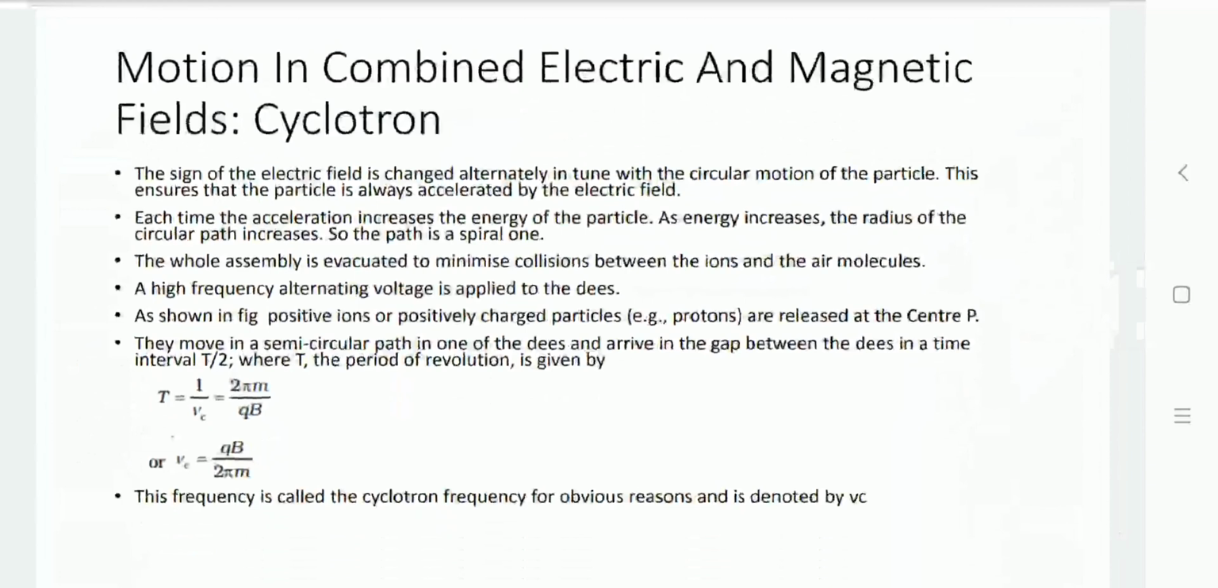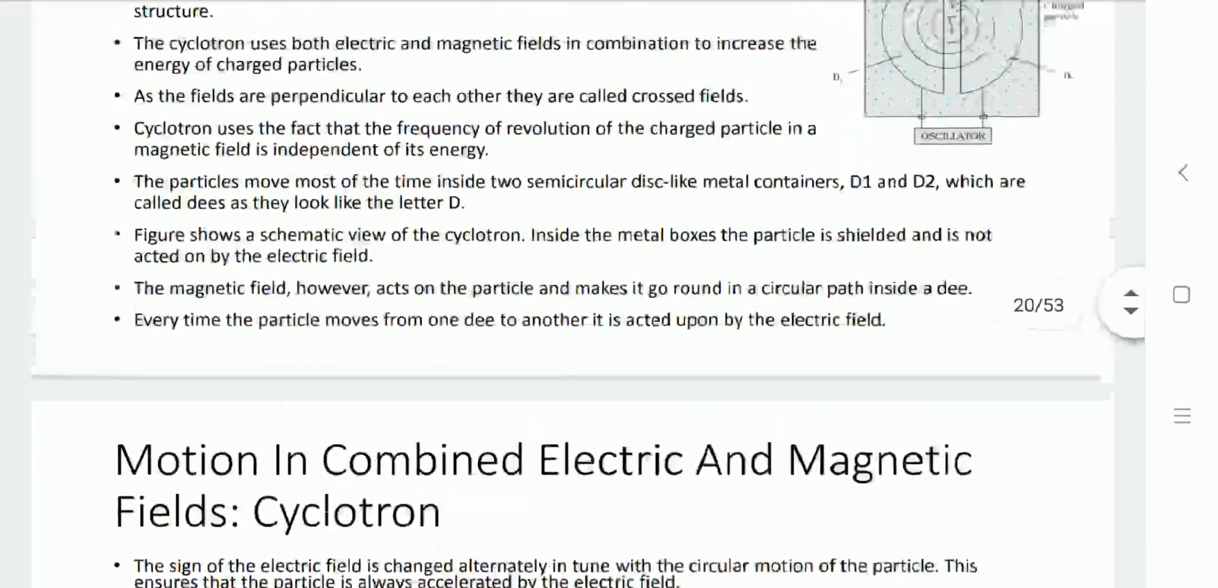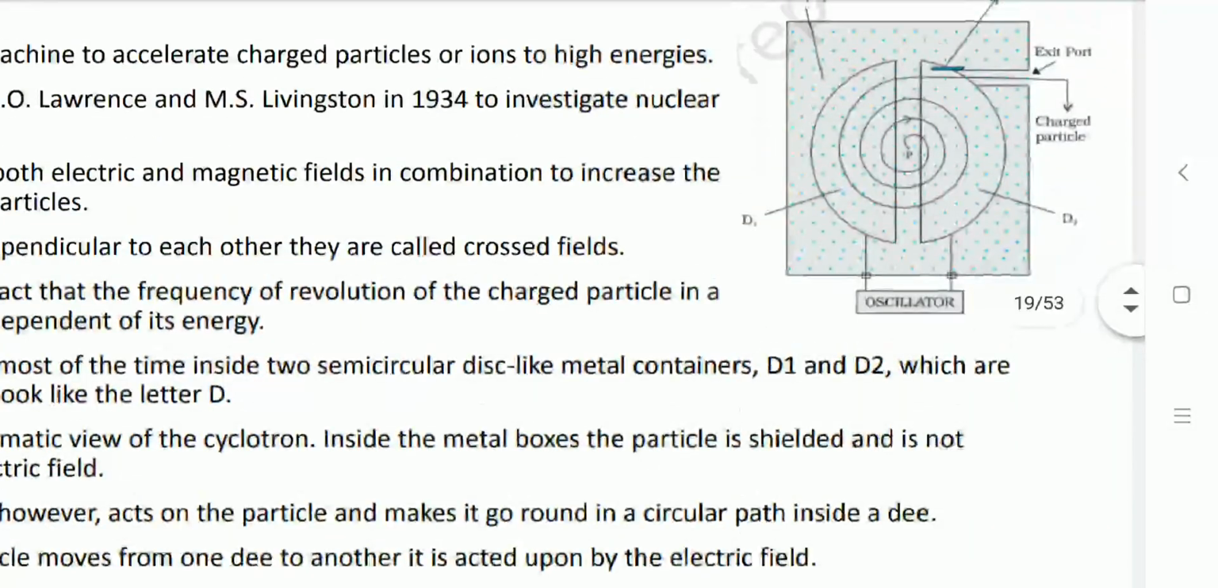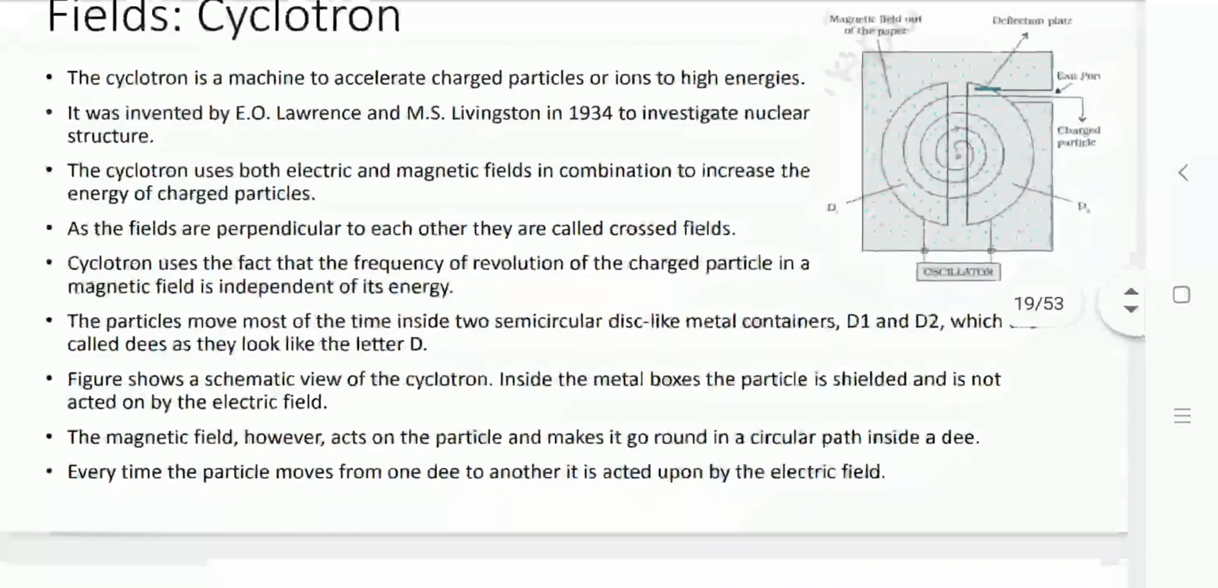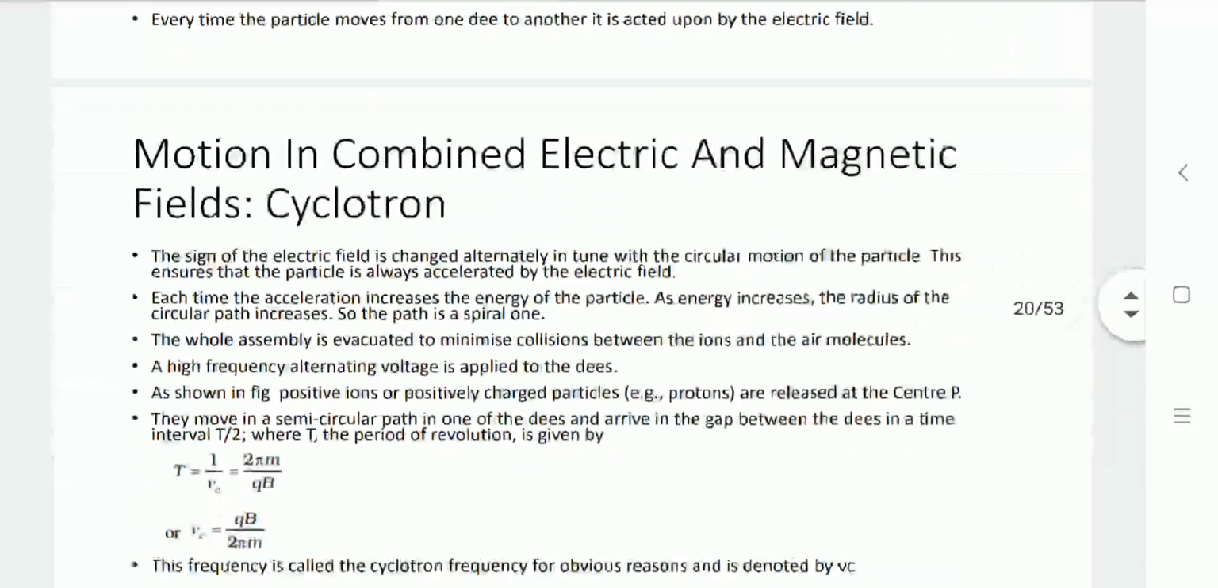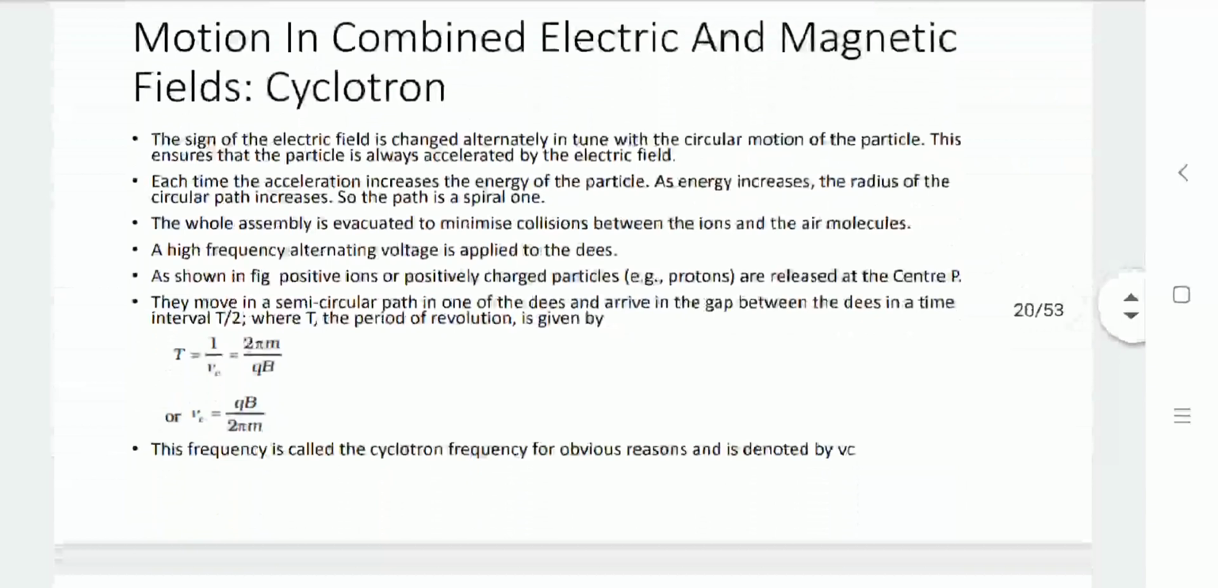The chamber is evacuated to minimize collisions between ions and air molecules. We provide a high-frequency alternating voltage to the Ds, as given by the oscillator. The oscillator is the device which can give alternating voltage. So if we provide a high-frequency alternating voltage, what will happen?